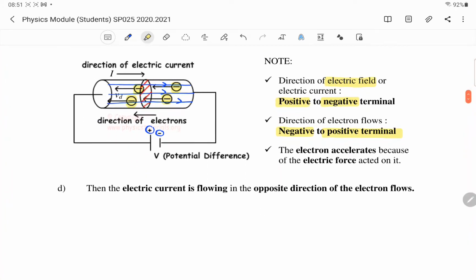Okay, the electron accelerates because of the electric force acted on it. Okay, remember here, this one, electric current is flowing in the opposite direction of the electron flow. So kalau electron flow, okay, this is the direction of electron. Remember this is the direction of electron. Okay, it is opposite to the direction of current.